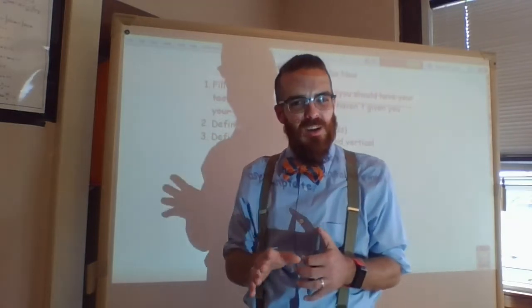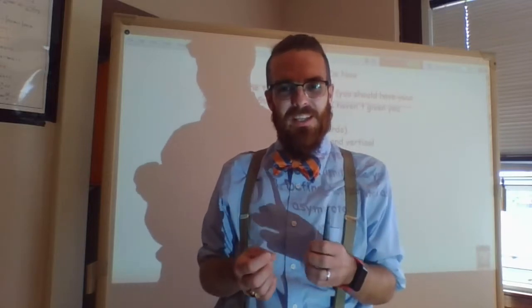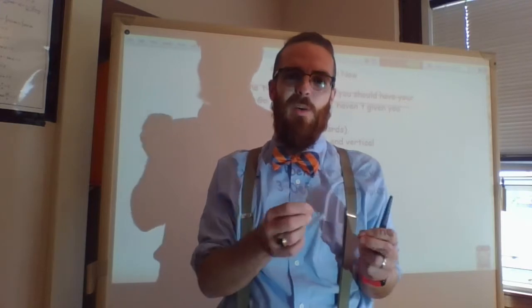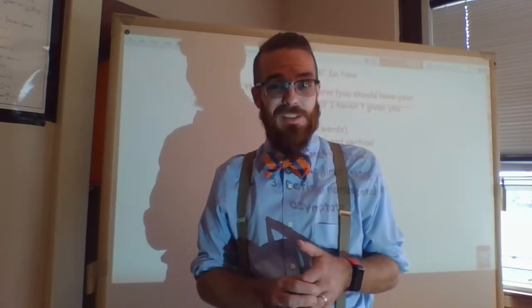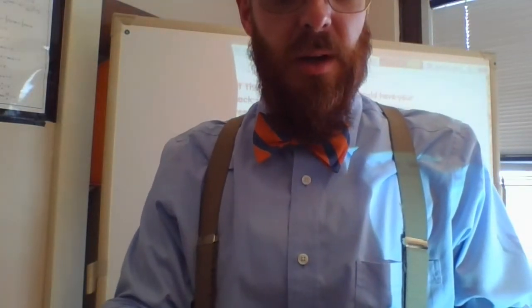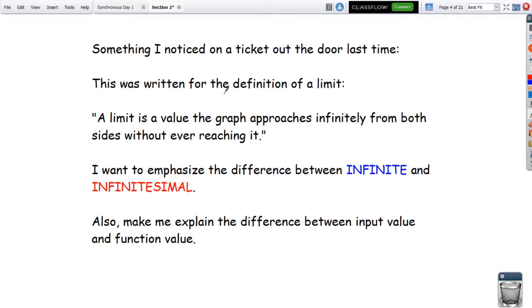Although technically, with a horizontal asymptote, the definition is not a line that it does not cross, because a horizontal asymptote can be actually crossed a whole bunch of times. Vertical asymptote, I'm all right with saying that it doesn't cross, but horizontal is a little bit different. There are a couple things that I wanted to note here.